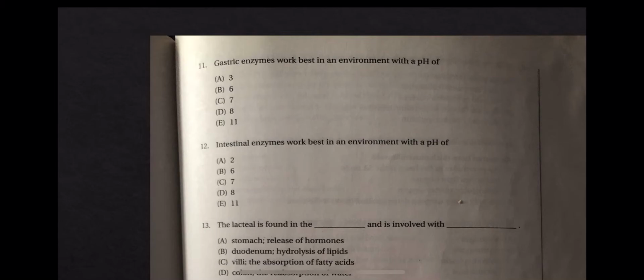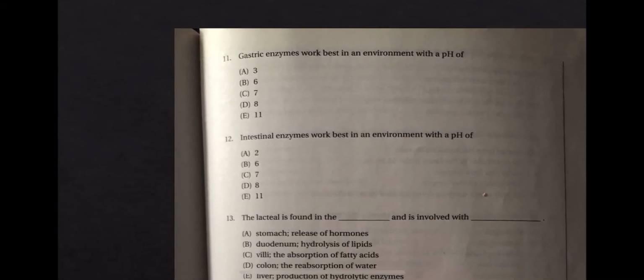Gastric enzymes work best in the environment with? Gastric means in the stomach, and the stomach is acidic. So which pH is acidic? pH 3. So the answer of number 11 is A.